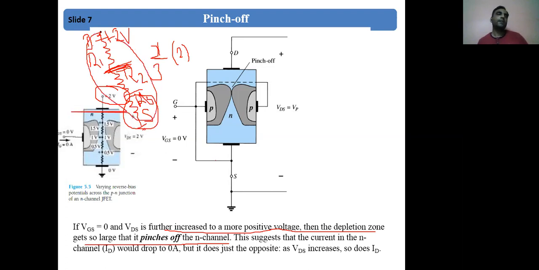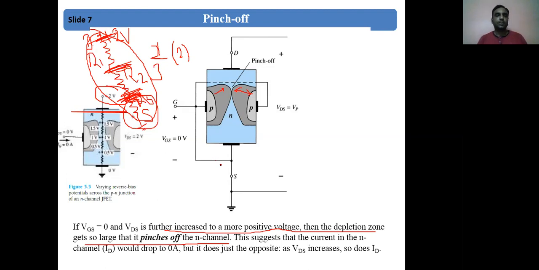As you can see, near the source we have less voltage, which will be reverse biasing that PN junction, and we have the highest value of voltage near the drain, so it will be more reverse biasing near the drain. So you will have the widened depletion region near the drain. This is the reason why you have the widened depletion region near the drain.